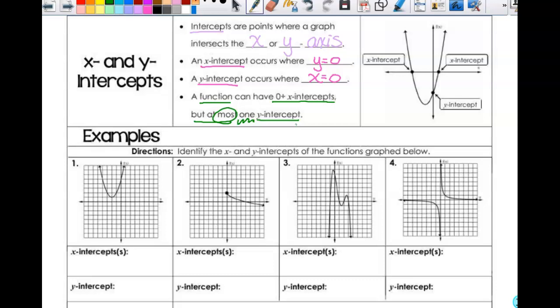Okay, so on this graph here, you can see that you have X-intercepts, because that's where it crosses the X-axis, Y-intercept, where it crosses the Y-axis.